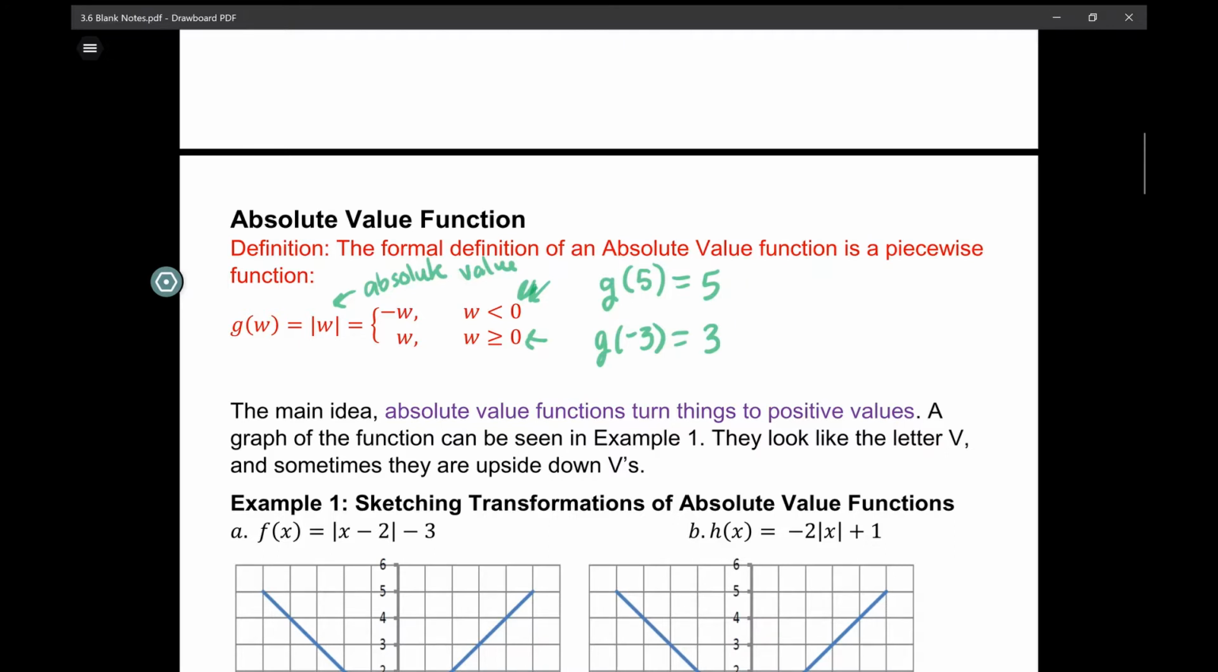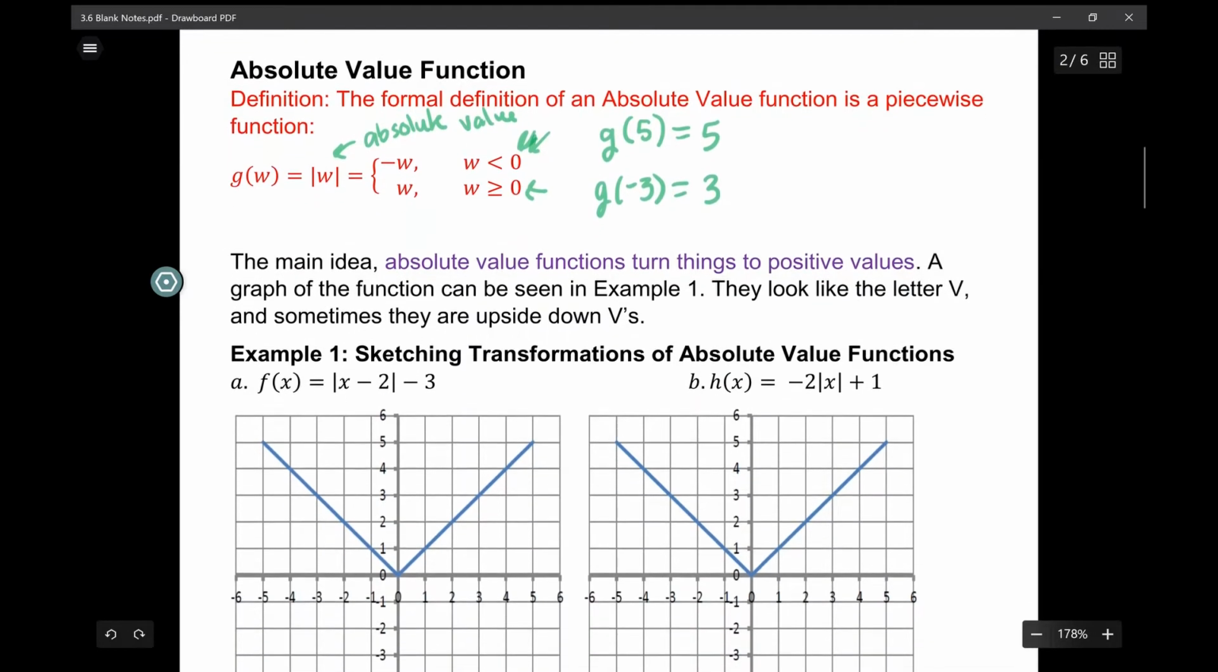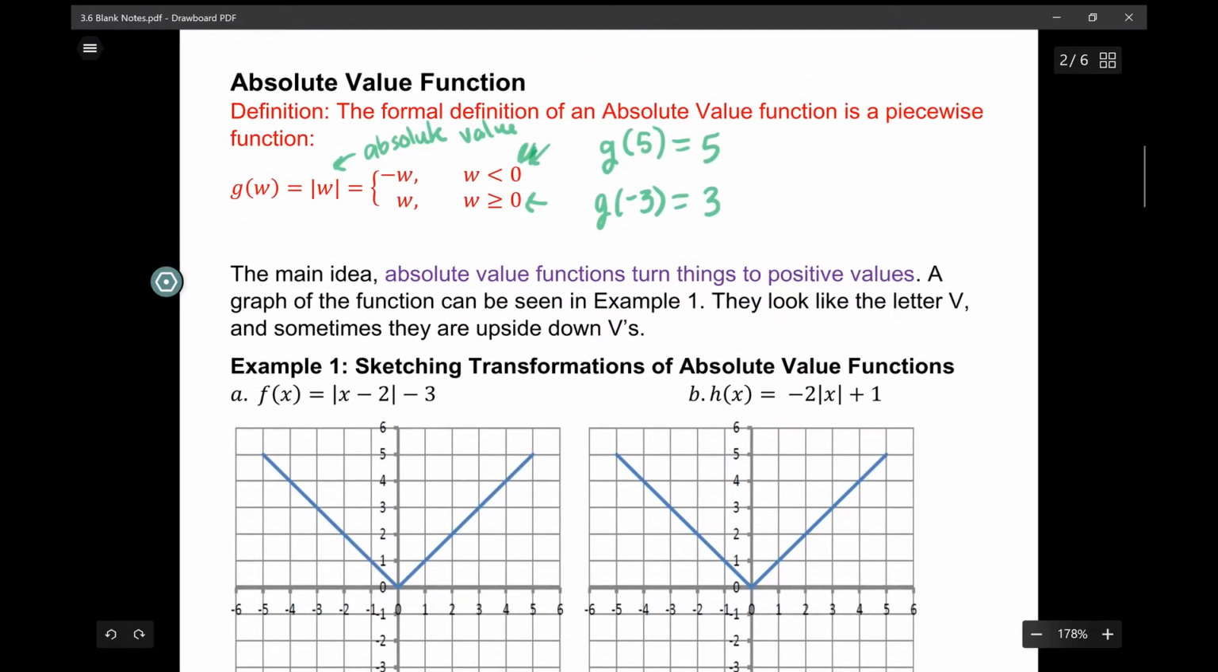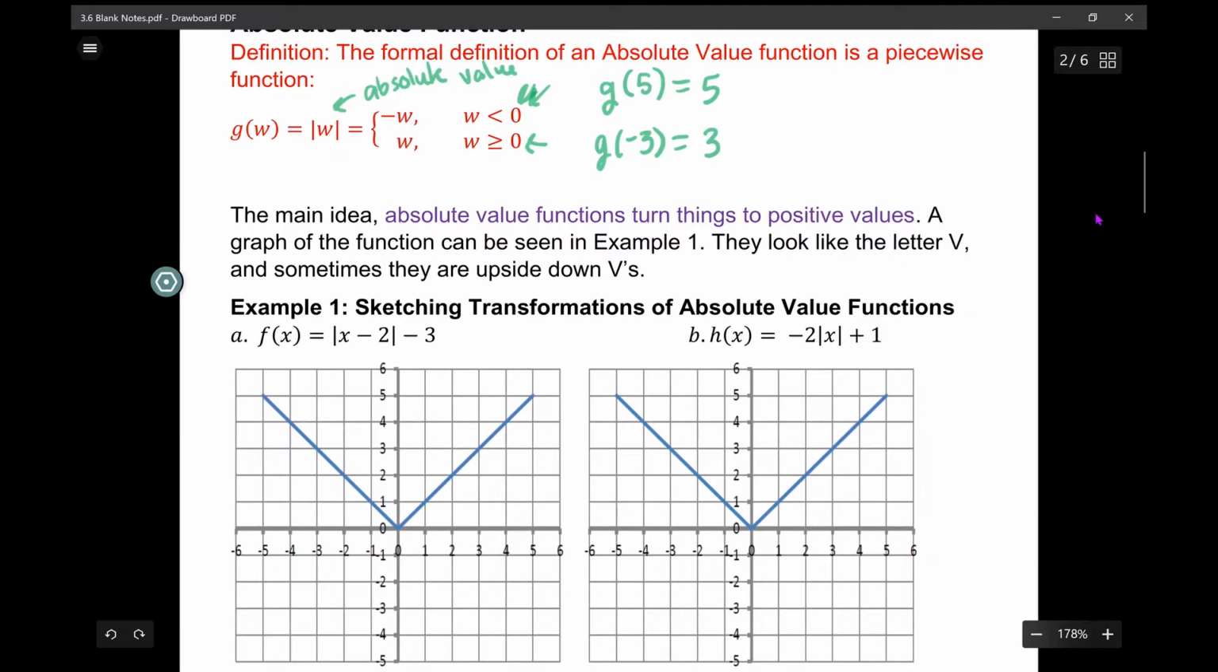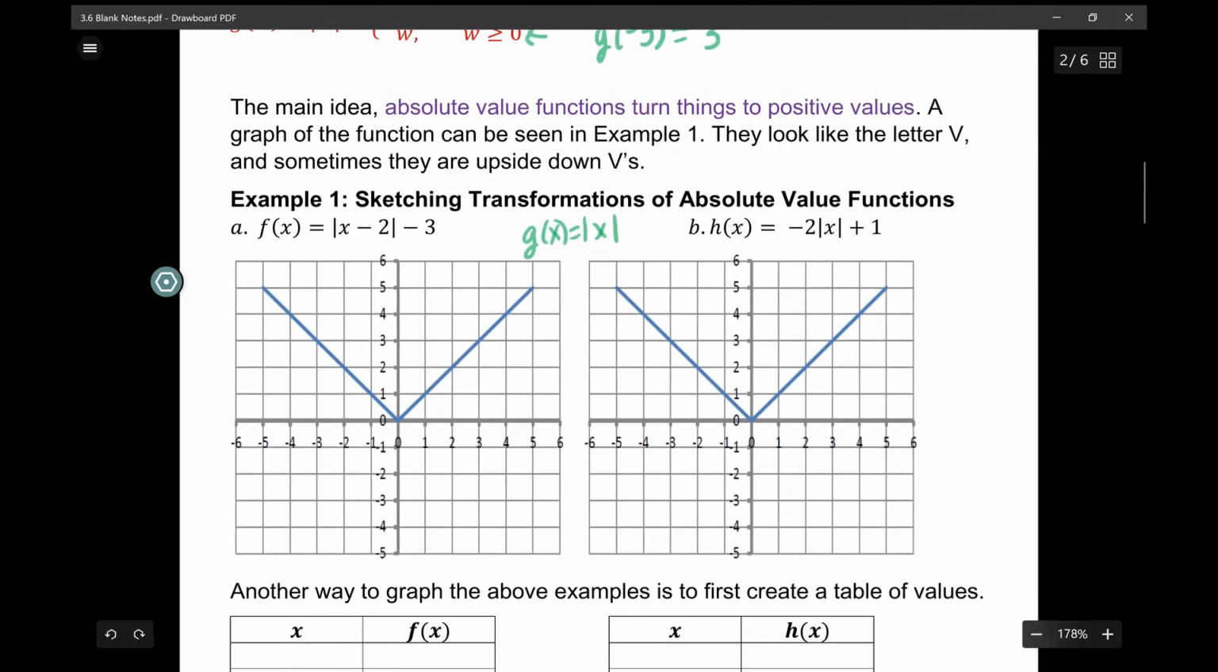The graphs of absolute value functions generally look like a letter V. So both of these graphs down here are just g of x equal to absolute value of x. We're going to transform them, but I put the originals down for you. So both of these are g of x equal to absolute value x. That's what that looks like. So what we're going to do now is practice using our transformations on absolute value functions.